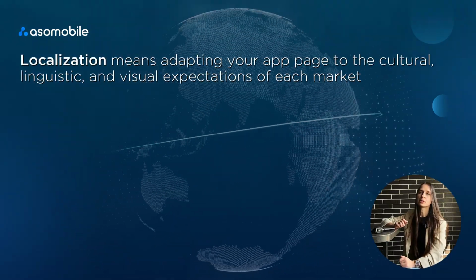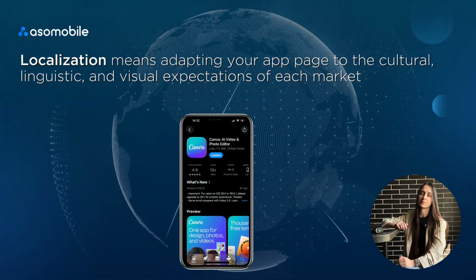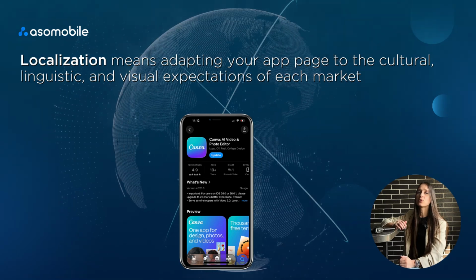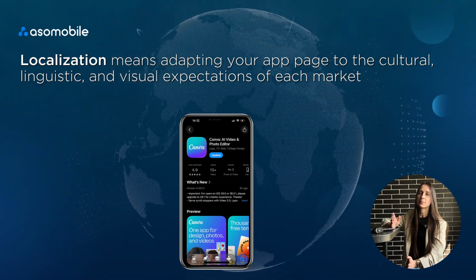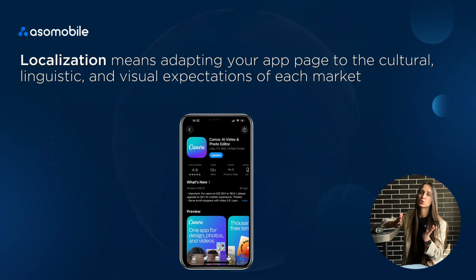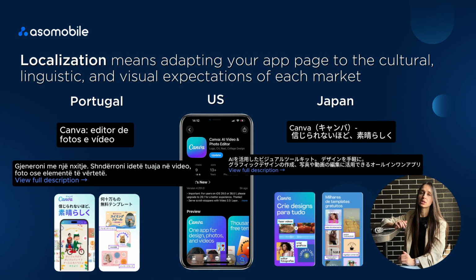Localization is often misunderstood as simple translation, but in reality, it's much more than that. Localization means adapting your app page to the cultural, linguistic, and visual expectations of each market. That usually includes keywords, how users actually search in that country, app name and description, visuals like screenshots and promo banners, sometimes even UI elements, colors, or symbols.